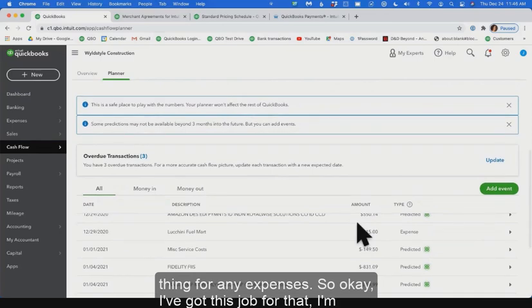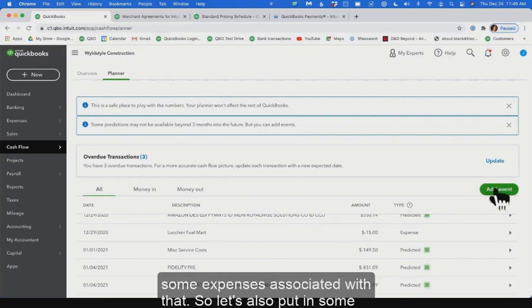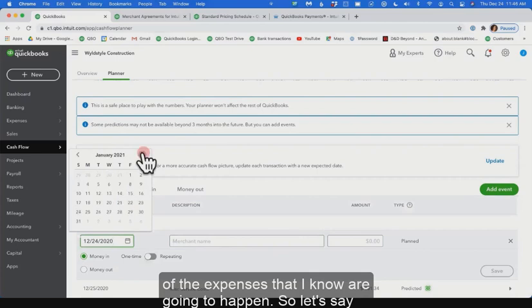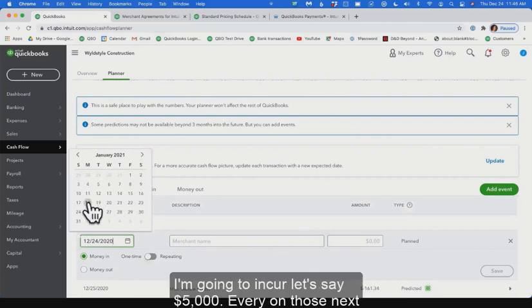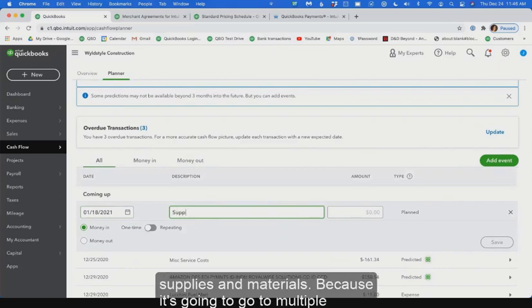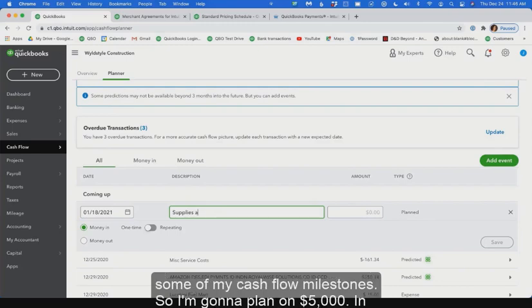And then same thing for any expenses. So, okay, I've got this job that I'm going to get $10,000 over 3 months, but hey, I'm going to have some expenses associated with that. So let's also put in some of the expenses that I know are going to happen. Let's say I'm going to incur $5,000 on those next 3 months. I'll just call this supplies and materials, because it's going to go to multiple vendors. I'm not putting in the actuals, I'm just putting in some of my cash flow milestones.